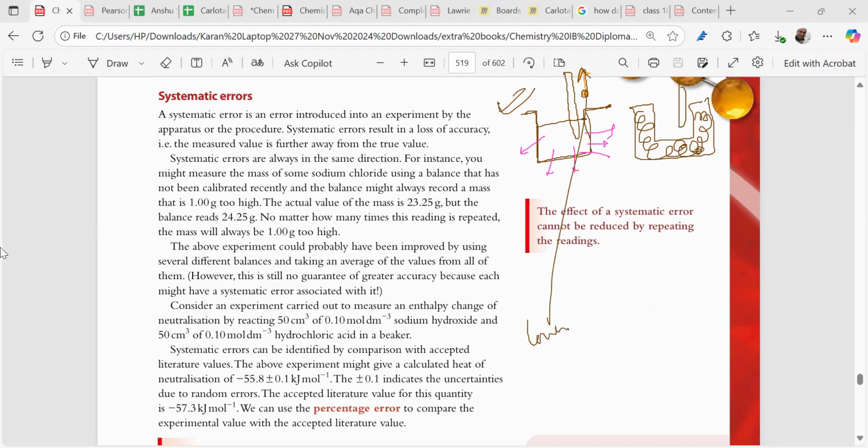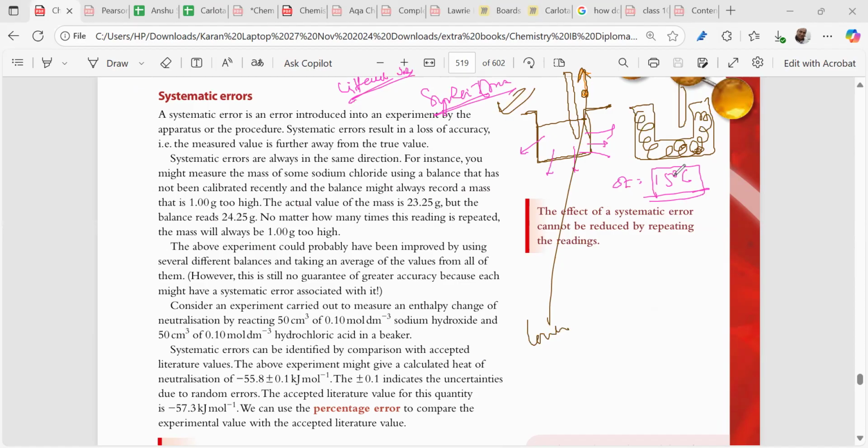It won't be accurate, but it'd be precise all the time. Very good. Appreciate. But see how to catch that this is a systematic error. For a systematic error, it's very important that you have a literature value that will help you. Suppose the literature value for this zinc plus copper sulfate temperature rise is 15 degrees centigrade, right? Understood? For catching the systematic error, always remember that you have to have a literature value.